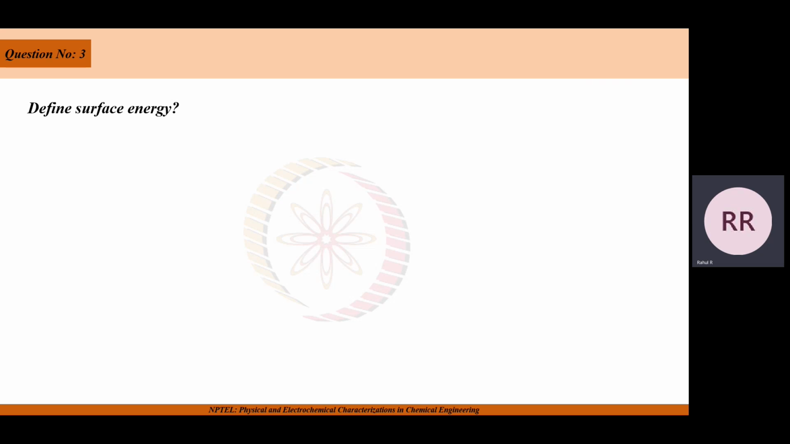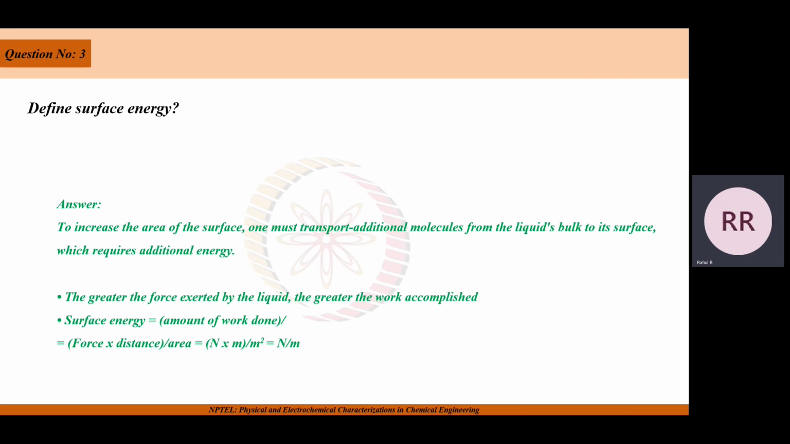Okay, I think you got enough time to think of the answer. Now let me discuss it with you. Surface energy is defined as follows: to increase the area of the surface, one must transport one additional molecule from the liquid bulk to its surface, which requires additional energy. This additional energy is called the surface energy. The greater the force exerted by the liquid, the greater the work accomplished.